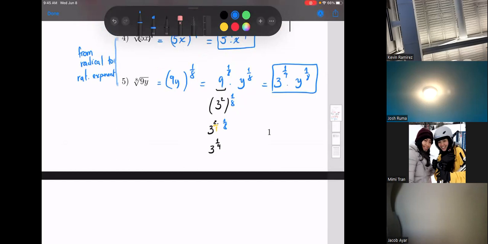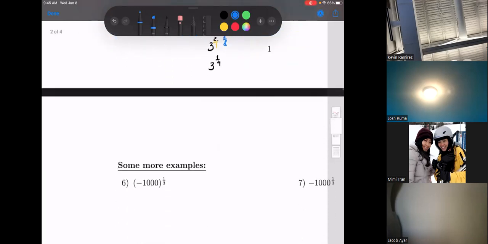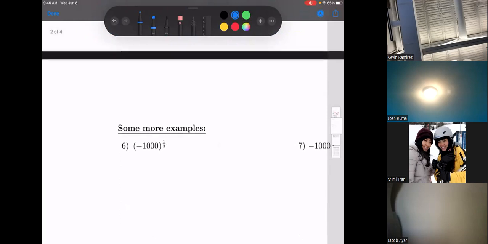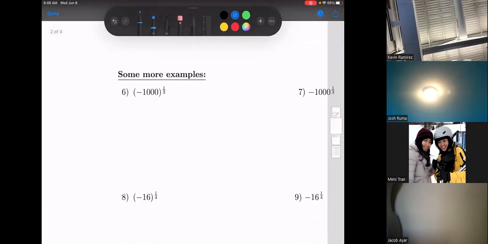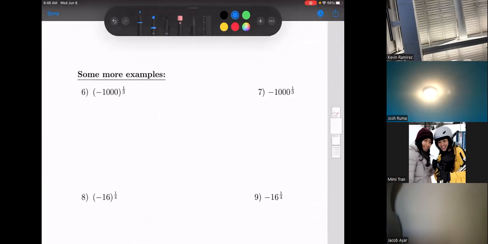To be honest, I don't know whether it's easier for you to simplify with the rational exponent or with the radical. It depends on the situation. Maybe radical most of the time.